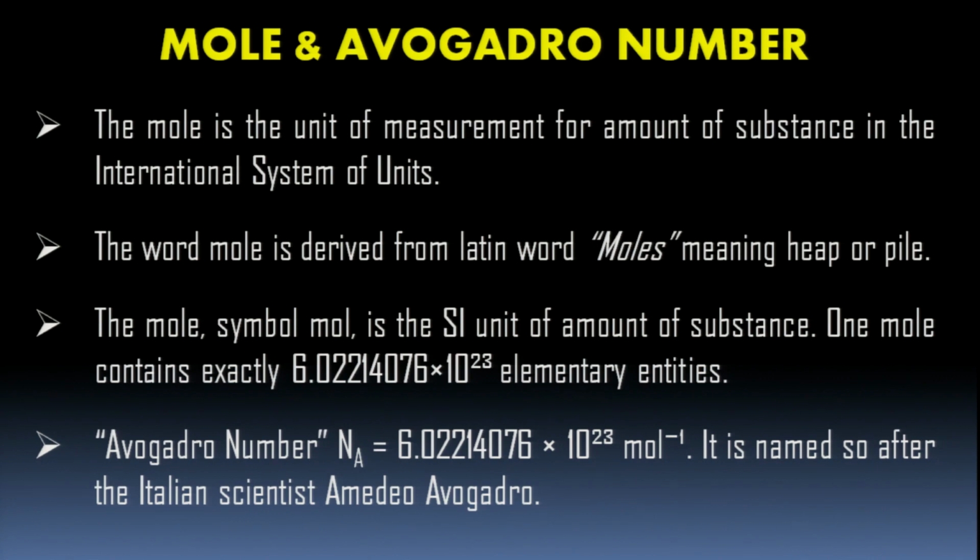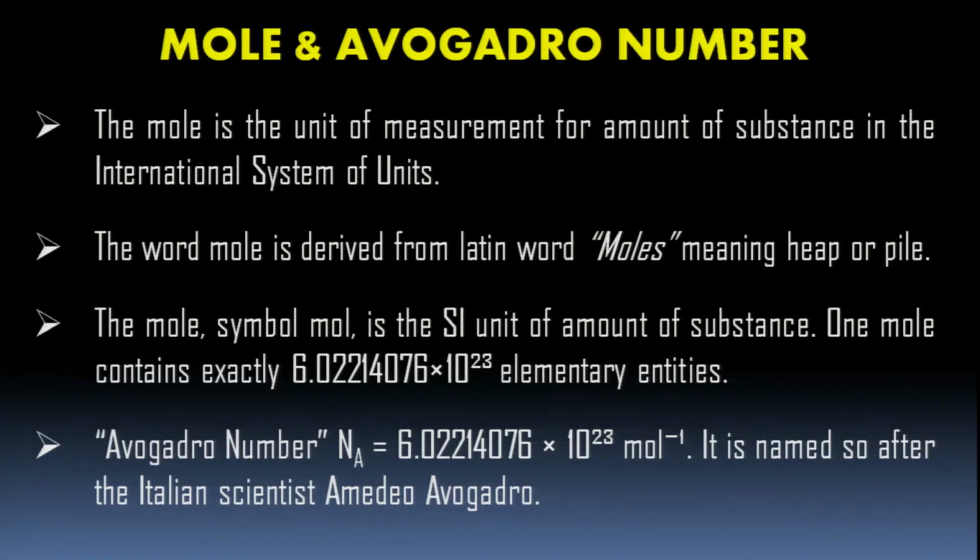Similarly, the word mole is just a count for the number of particles. And how many numbers? Let's see. The mole, symbol mol, is the SI unit of amount of substance. 1 mole contains only, I'm saying only, 6.022140076 into 10 to the power 23 elementary entities. You can imagine how many numbers? Big number. It's a very, very big number.